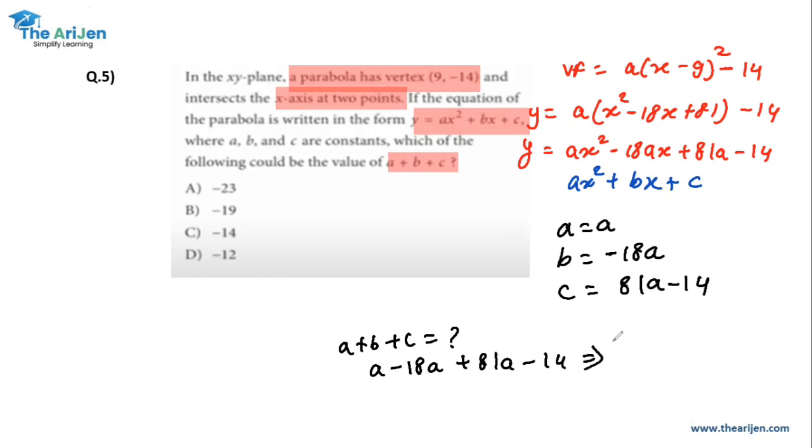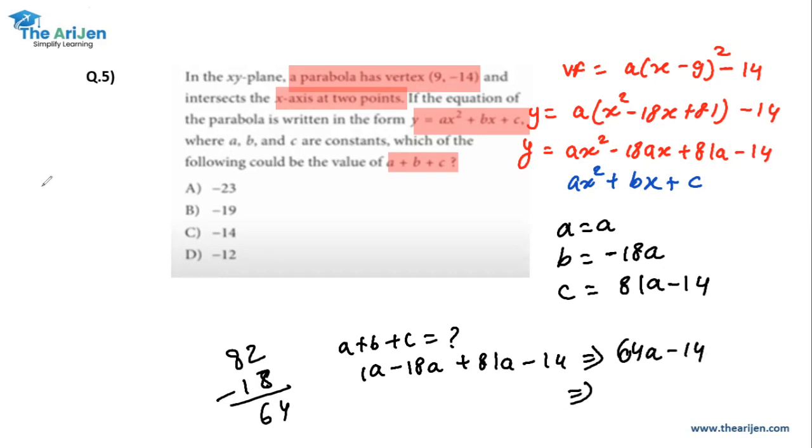So what will you get then? You will get a, minus 18a, and when you subtract 18 from 81, suppose you are having 1a here, and this is 82, and 18 on subtracting this you will get 64. So you will have positive 64a and then minus 14, right?